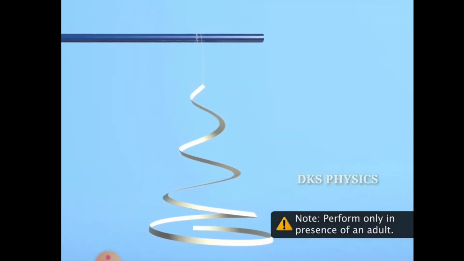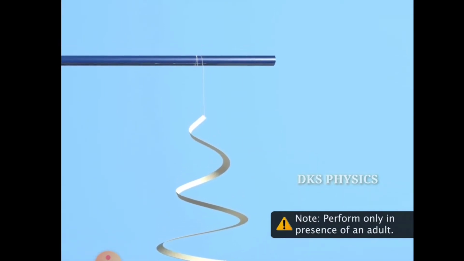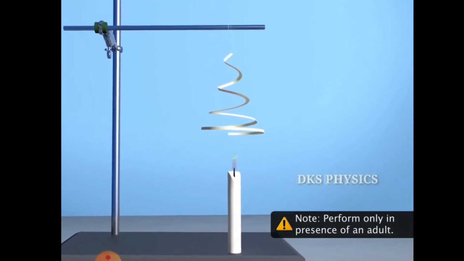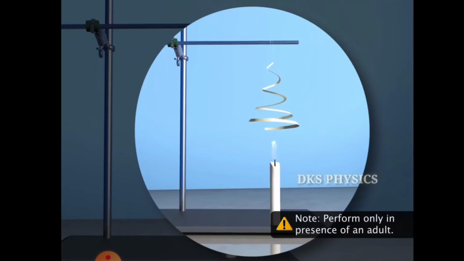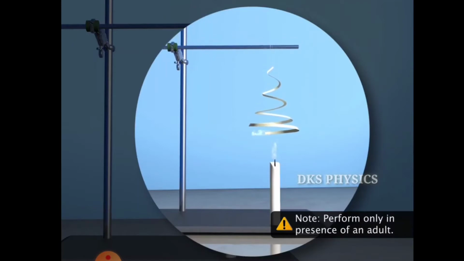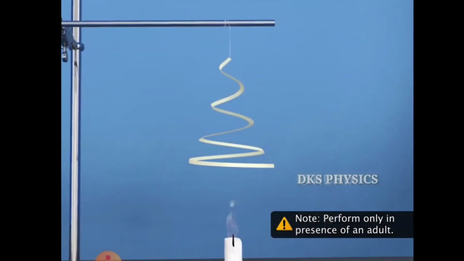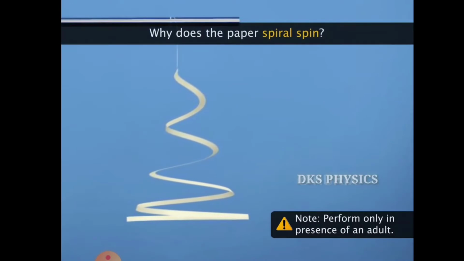Then, we will tape one end of the thread to the center of the paper spiral and tie it to a stand. Next, we will light the candle below the spiral. A word of caution here. Ensure that there is sufficient distance between the flame and the spiral. Observe what happens. The spiral begins to spin.